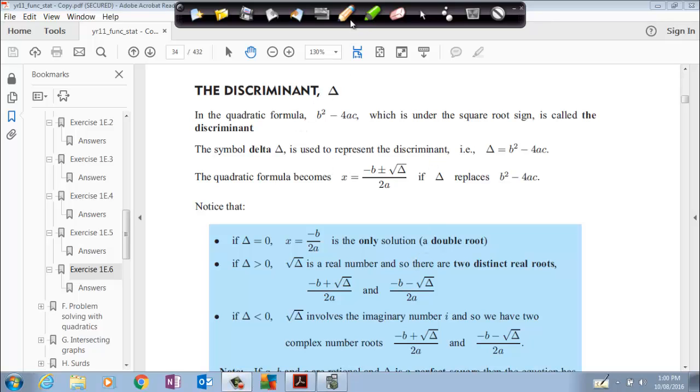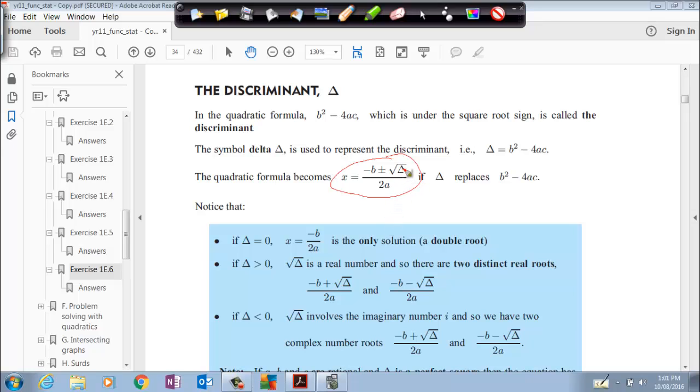Now we'll look at the discriminant. This is the bit that sits under the square root sign in the quadratic formula. So that's your quadratic formula. Usually you get b squared take 4ac underneath that square root sign, but we call it a triangle or the discriminant.